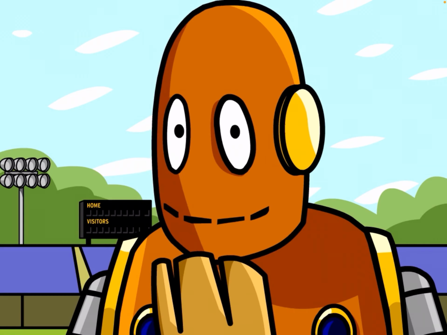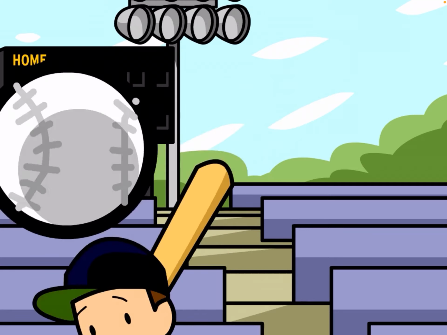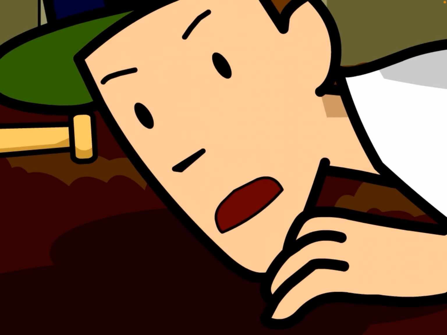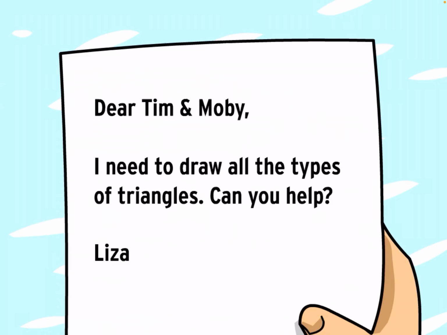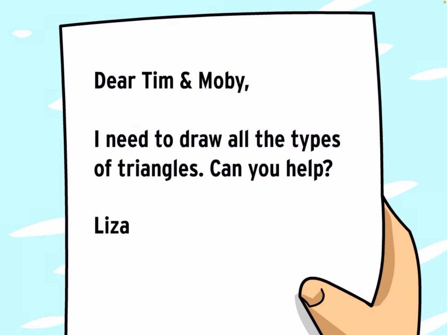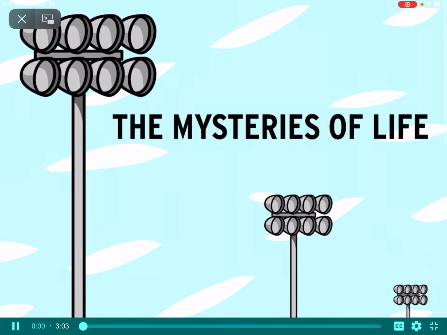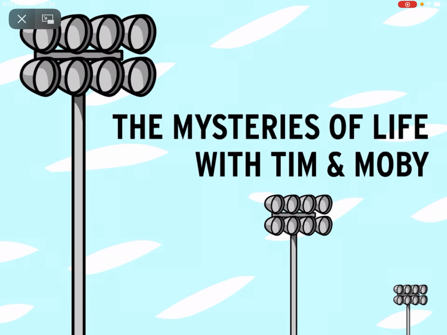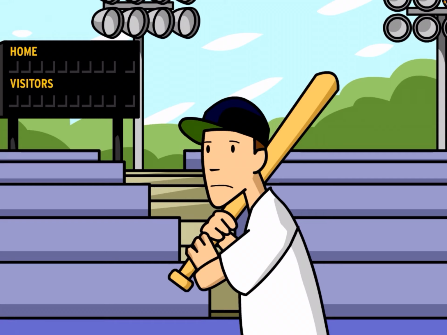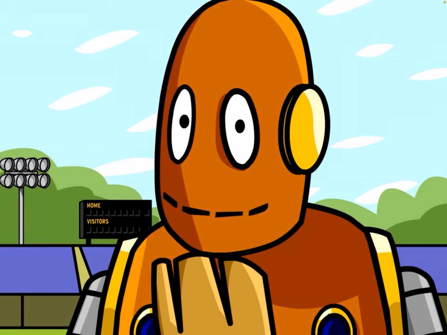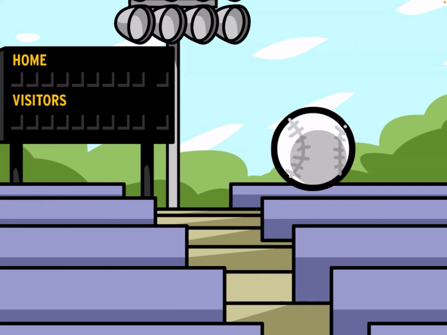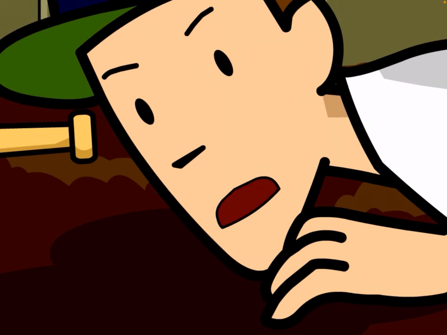Strike? Why is there a fish? You're nuts. Okay, time out. Dear Tim and Moby, I need to draw all the types of triangles. Can you help? A triangle is any 3-sided polygon. I can't imagine what it's like to go to school. 15. Strike? Okay, time out.